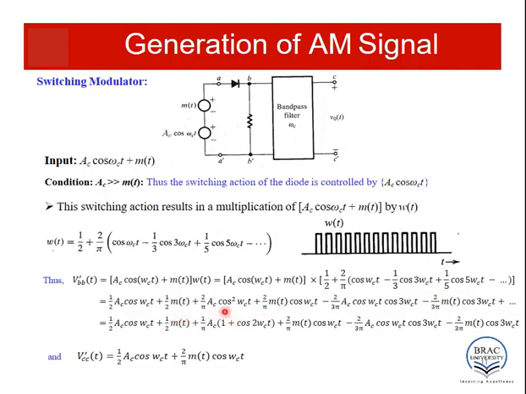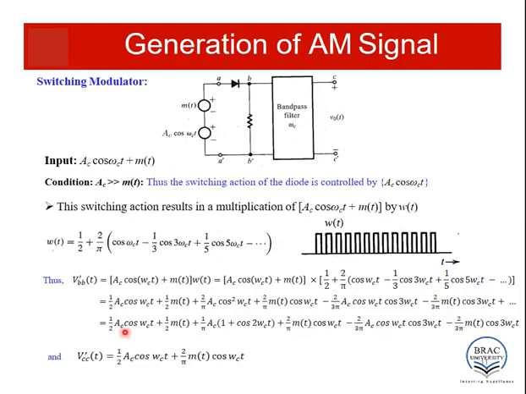Now there is a cos² ω_c t term. We know the formula 2cos²x is 1 plus cos 2x. We are applying this formula to cos² ω_c t and we will reach this equation. This is the output at point B. This signal is then passed through a band pass filter with center frequency ω_c. So the only components that have frequencies of ω_c or closer to ω_c will be passed and other low and high frequency components will be blocked.